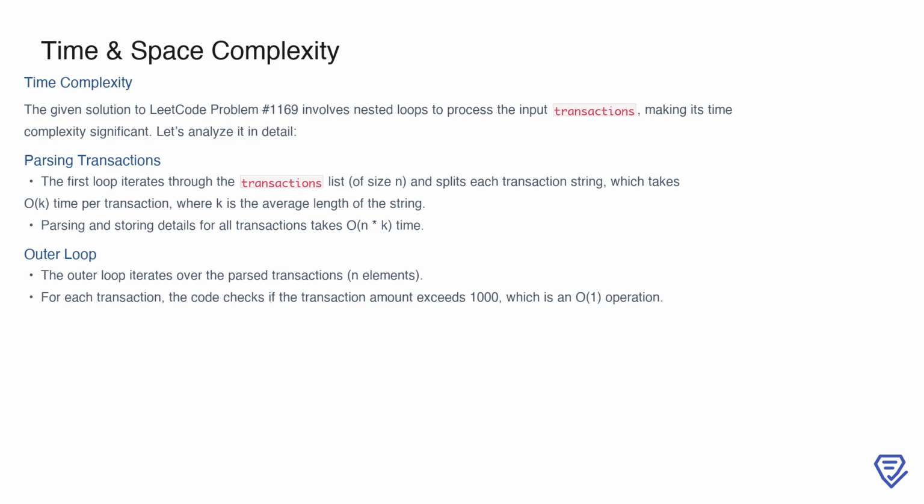After parsing, the outer loop processes each transaction individually. For every transaction, a simple check is performed to see if the transaction amount exceeds 1,000. Since this check is a constant time operation, the contribution here is n for n transactions. These steps lay the foundation for understanding the overall time complexity of the algorithm.